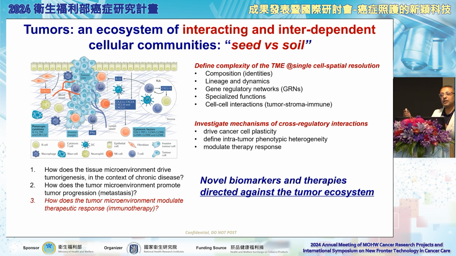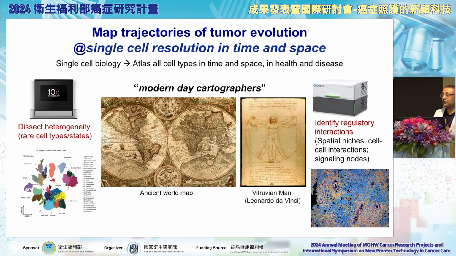We want to answer questions such as how does this microenvironment, especially in the context of early chronic disease, something Laura also pointed out, drive progression to tumorigenesis? We study liver, gastric, and colorectal cancers. And then, how does the microenvironment promote tumor progression, say metastatic relapse or therapy resistance? For today's talk, I'll mainly focus on how the microenvironment might modulate therapy response, especially in the context of immunotherapy.